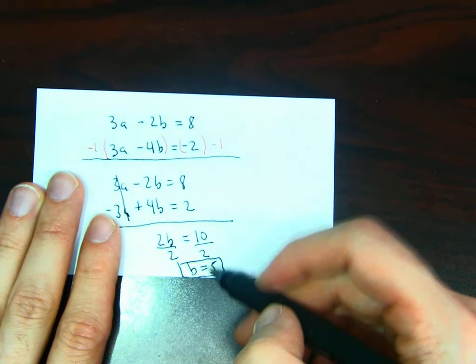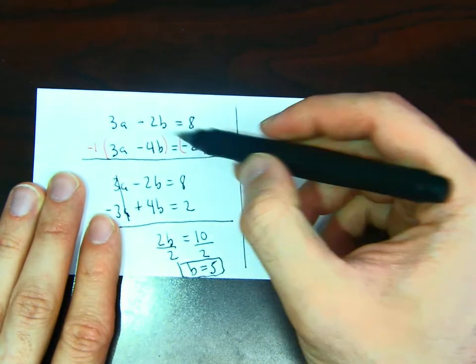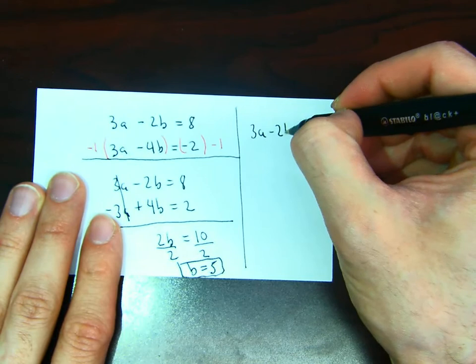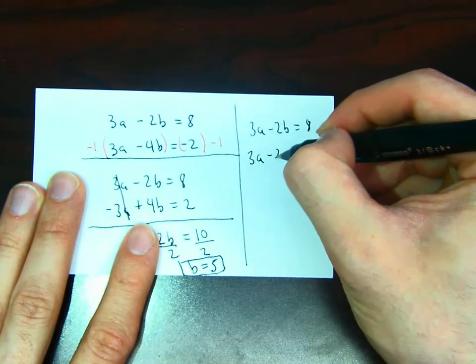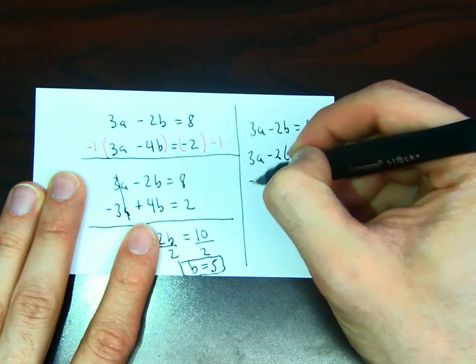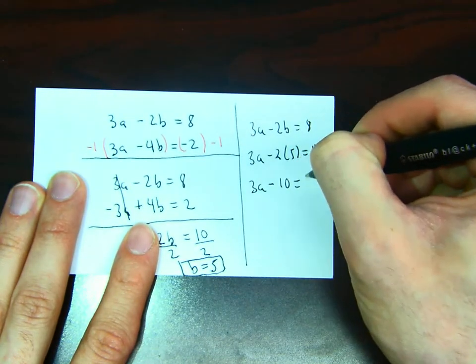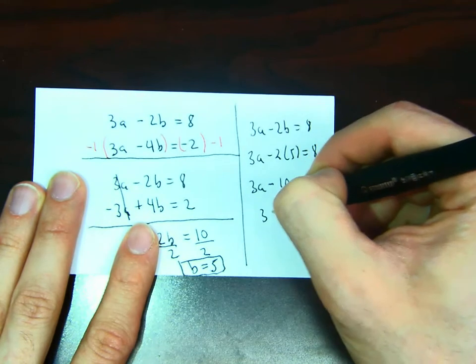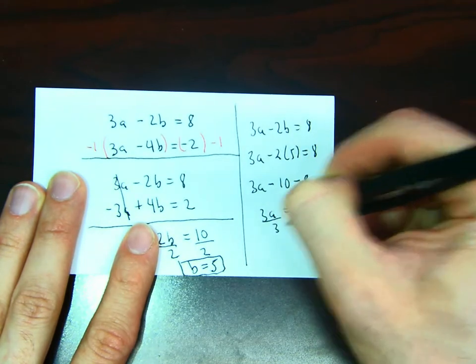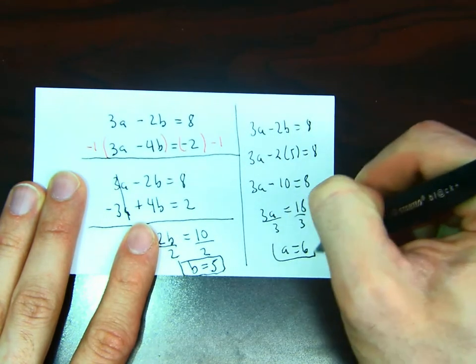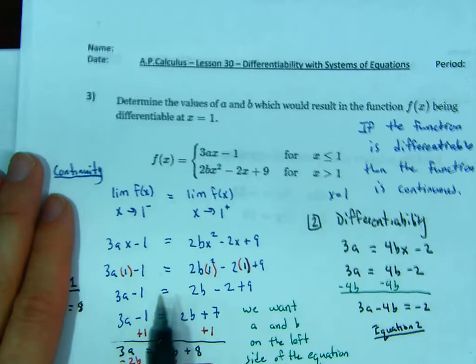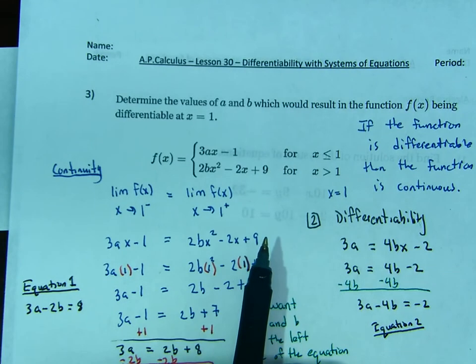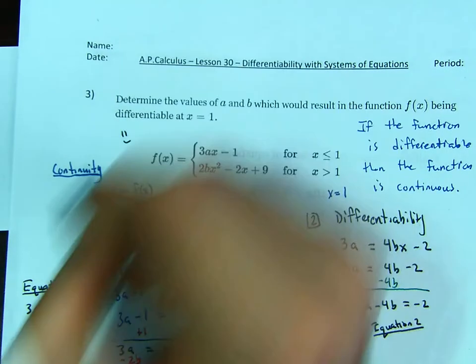Now that I know b is 5, I could plug it into the top or bottom equation. The top equation looks nice. I have 3a minus 2b equals 8. I'm going to plug in 5 for b, so I have 3a minus 2 times 5 equals 8. 3a minus 10 equals 8. Plus 10, 3a equals 18. Divide 3, a equals 6. And here are my a and b values that make this function differentiable. Okay? Whew.